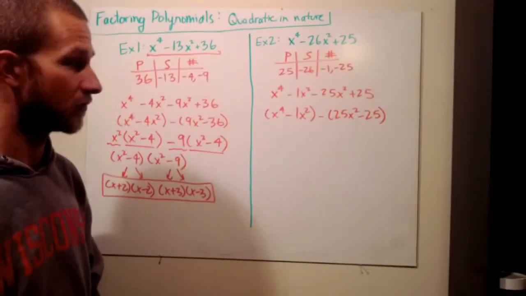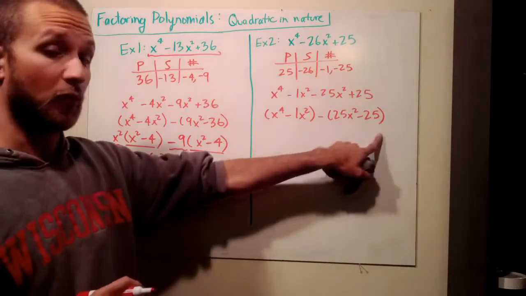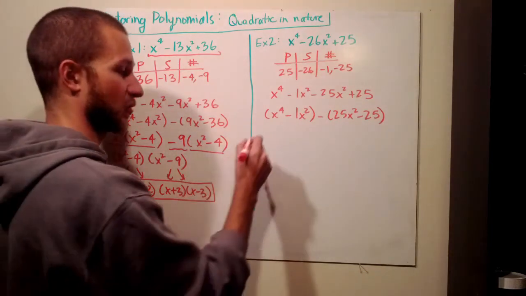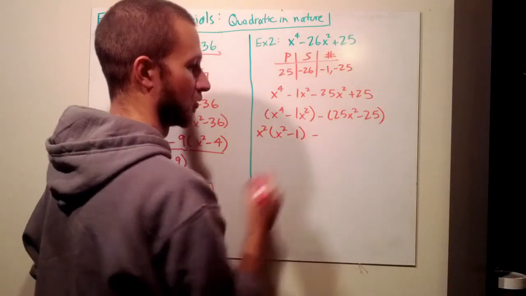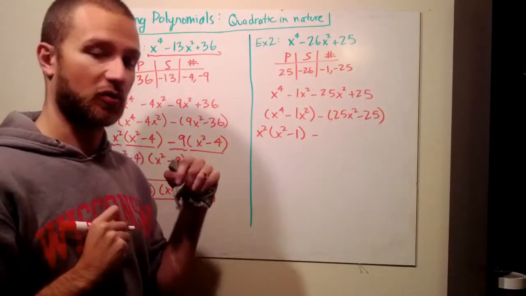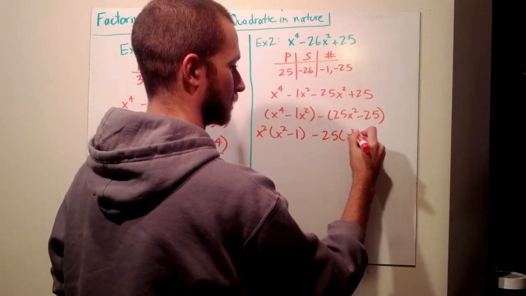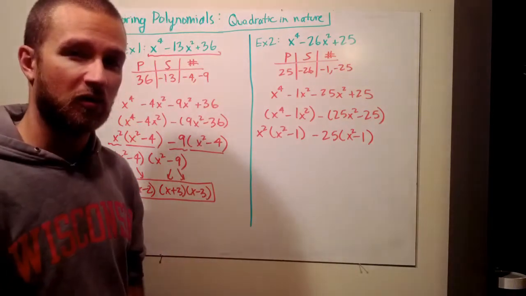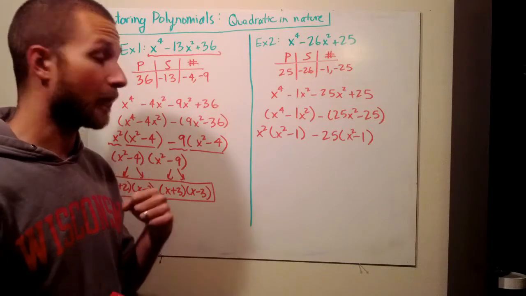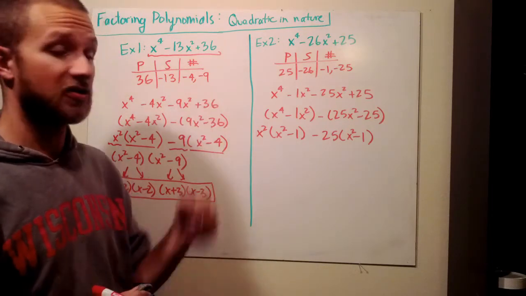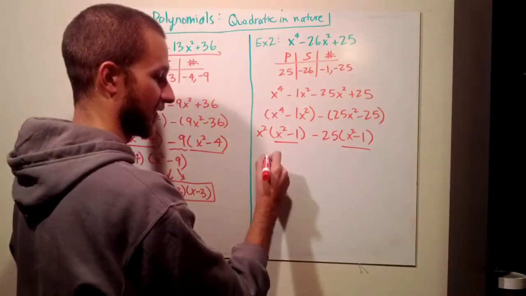so group together. Next thing here is going to be factor out the greatest common factor from both groups. First one is going to be just an x squared. The second one is just going to be 25. Take a look at this step. If the binomials are the same, that means that you've probably done things correctly, and further, that quadratic in nature will work for this. We have binomials the same, so I'll factor that out.